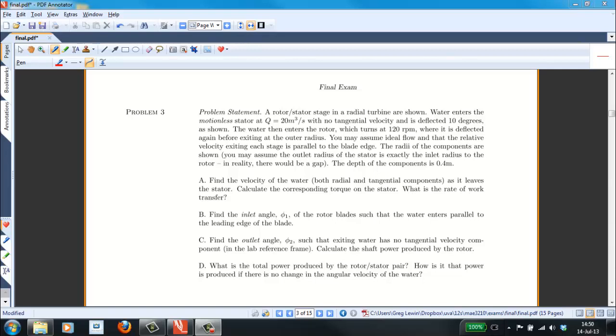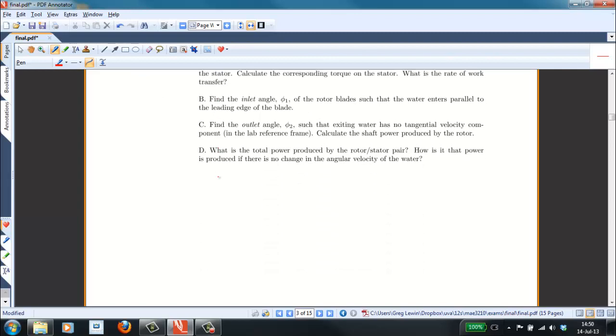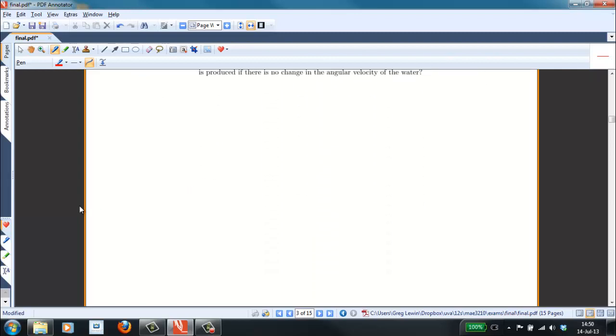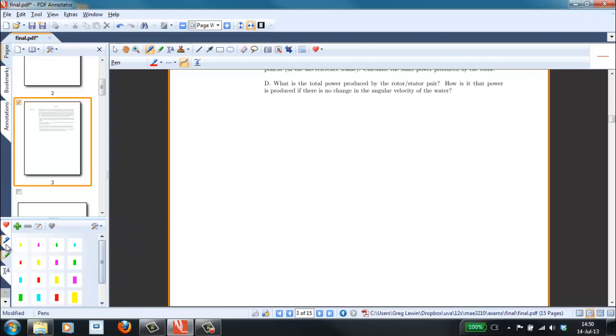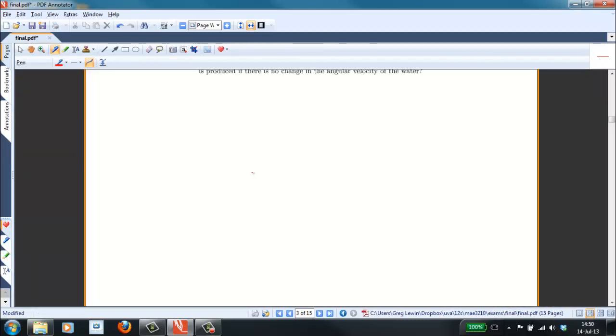So with that in mind, let's draw what the geometry looks like so we can have a better idea of what's going on here. Now, a stator has the same root as static, so by definition, a stator is a motionless part. And in this case, I'm going to draw it in black. So water enters the center of our system, and it goes through the stator, which deflects the flow by 10 degrees.